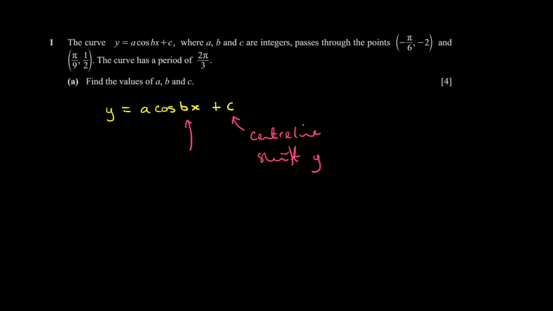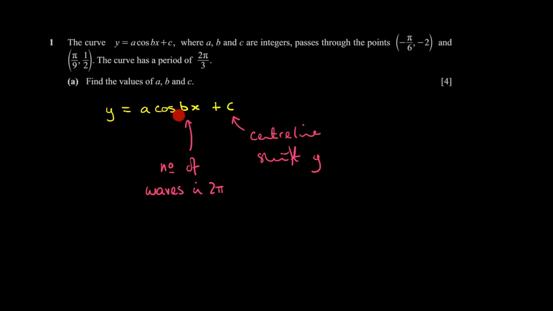B, what does that represent? Now, this is the one that causes the most confusion because students think it means the period. It's not the period, but it is related to the period. So what is it? B is the number of waves in 360 degrees or in 2 pi radians. Let's have a think about that. If the value of B was 3, then there are 3 waves in 2 pi. So how big would each wave be? Well, it would be 2 pi divided by 3.